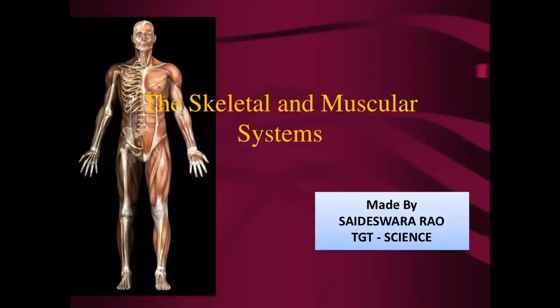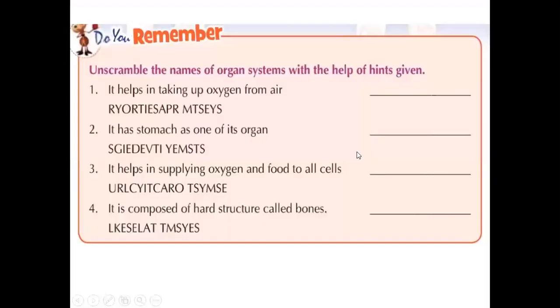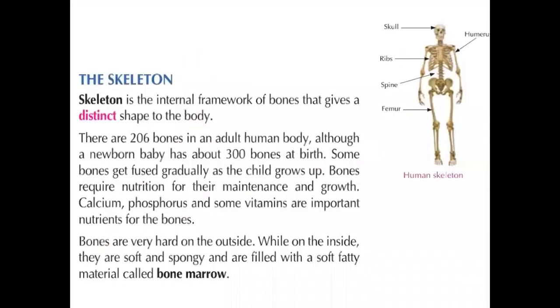We already discussed the human skeletal system. Here is the human skeleton. The skeleton consists of 206 bones in an adult human being. It is different from a newborn baby, which contains more than 300.